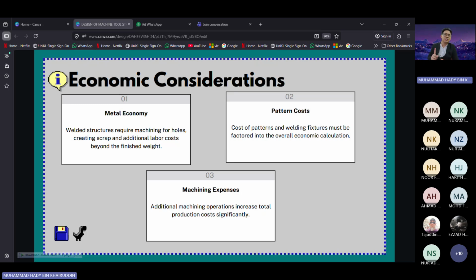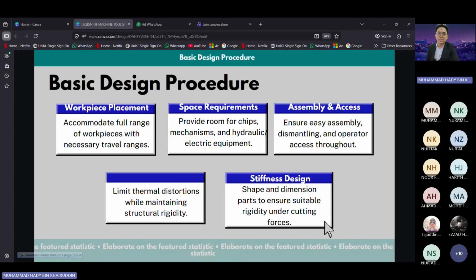If you're making one machine, a welded steel structure might be cheaper because you don't need an expensive pattern. But if you are making 100 machines, the efficiency of casting usually wins the economy race. Okay, we go to the next.